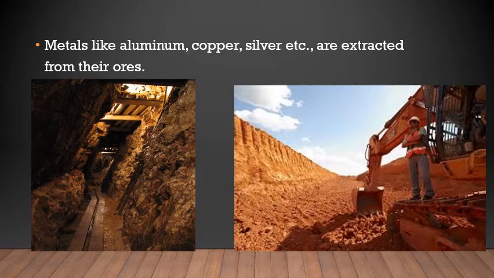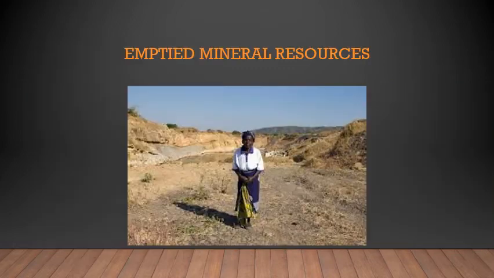The first picture is for the silver ore. I mean how they collect the silver, it goes under the ground. And the second one is for the aluminium. They collect that mud and they process it to extract the aluminium from that mud. Okay, now regaining of emptied mineral resources.